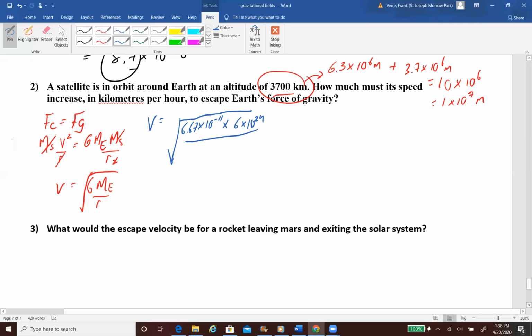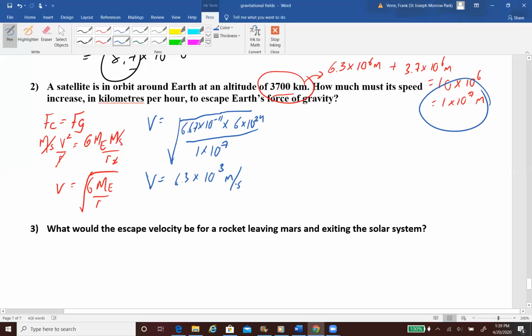Okay, over the radius, this distance to the center, which is 1 times 10 to the 7. Now, that would give us a speed of approximately 6.3 times 10 to the 3 meters per second.